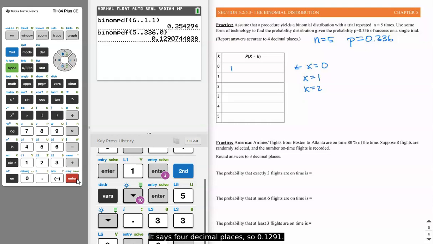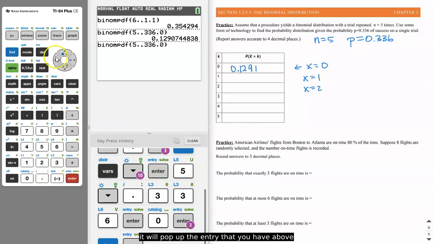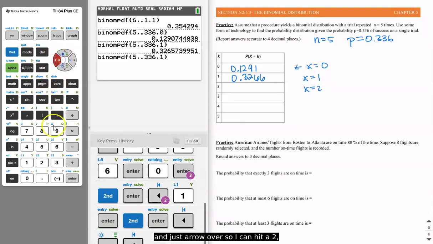So it says 4 decimal places, so 0.1291. Now you can hit the second and bars again to get the distribution. A little shortcut I'll show you is if you hit second and then enter, it will pop up the entry that you have above, and all we need to do is just arrow over and change the x to a 1. So it saves you a little bit of time, not a lot. So 0.3266 would be the probability for 1. If I do that again, second and enter, and just arrow over so I can hit the 2. Oops, there we go, 2.